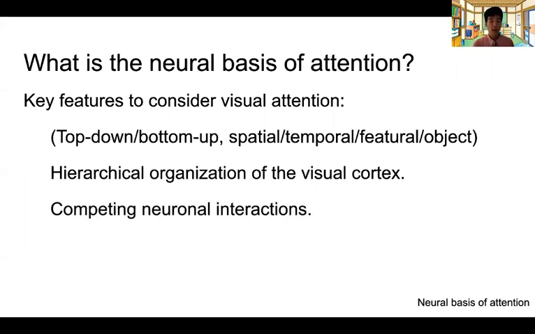And then another key feature to consider is the competing neuronal interactions underlying attention. And neuronal-interaction-wise, I talked a little bit about the neuronal model of the visual binocular rivalry last week. And this is also highly relevant for attention.